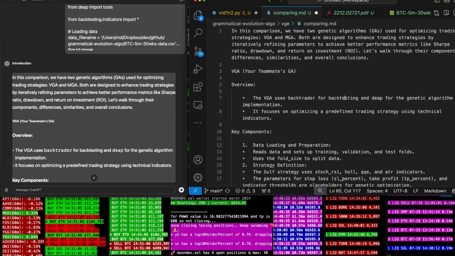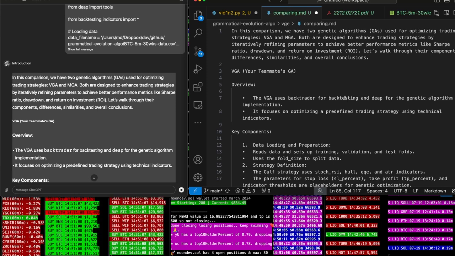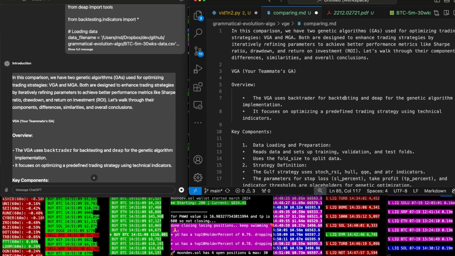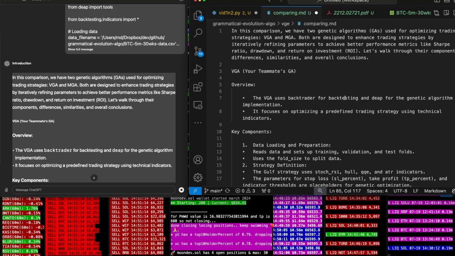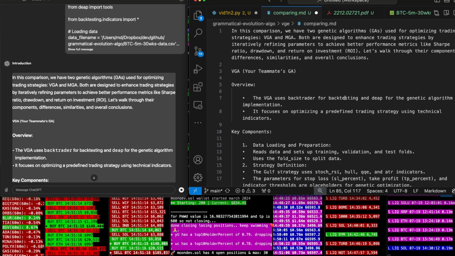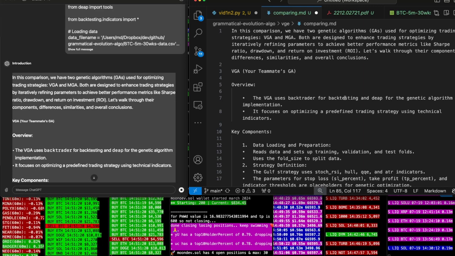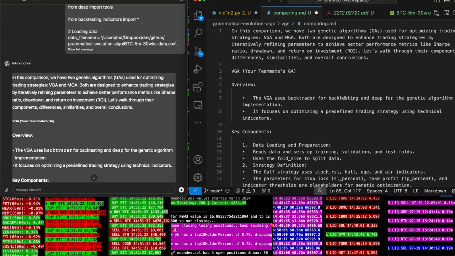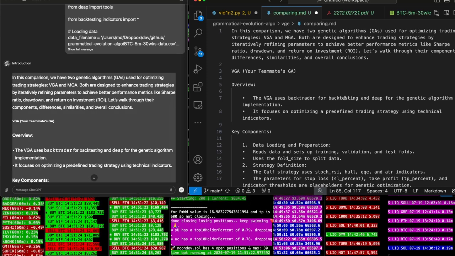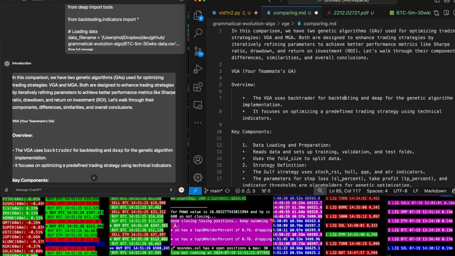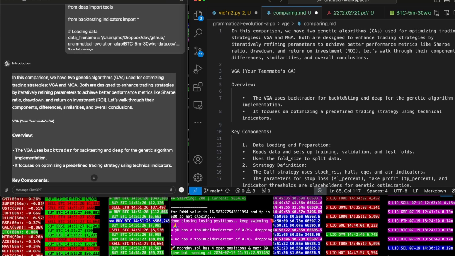In this comparison, we have two genetic algorithms used for optimizing trading strategies, VGA and MGA. Both are designed to enhance trading strategies by iteratively refining parameters to achieve better performance metrics like Sharpe ratio, drawdown, and return on investment. Let's walk through their components, differences, similarities, and overall conclusions.